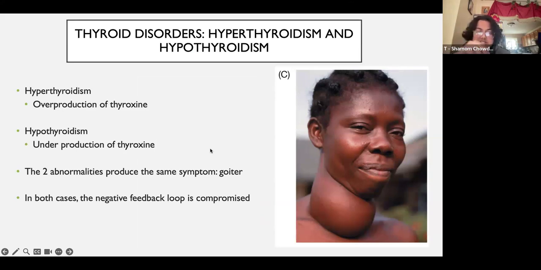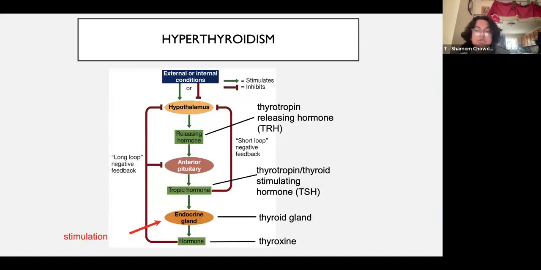So in both cases, the negative feedback loop becomes compromised, which causes an overstimulation or an understimulation of thyroxine. So in hyperthyroidism, which is an overstimulation of thyroxine, for some reason, your endocrine gland gets stimulated. As your endocrine gland gets stimulated, it produces so much thyroxine that it can't even inhibit any of the original organs. So the endocrine gland just keeps on getting stimulated, produces more and more thyroxine, and as a result, you have a huge mass in your thyroid gland.